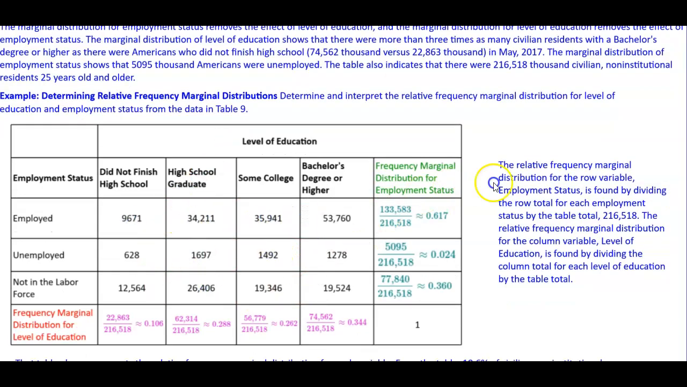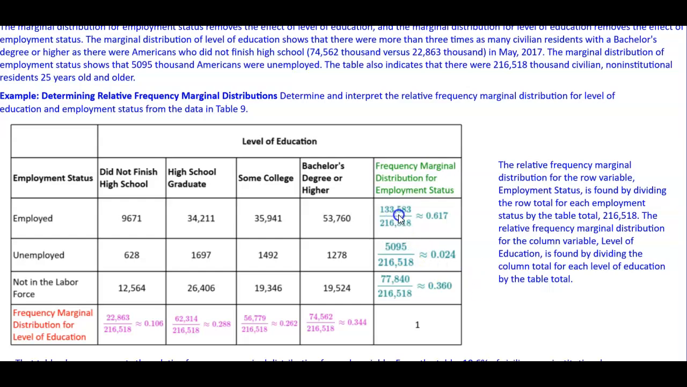Okay, and so what we want to do is the relative frequency marginal distribution for the row variable, employment status, is found by dividing the row total for each employment status by the table total, which is 216,518. The relative frequency marginal distribution for the column variable, the level of education, is again found by dividing the column total for each level of education by the table total. So let's take a look at these values.